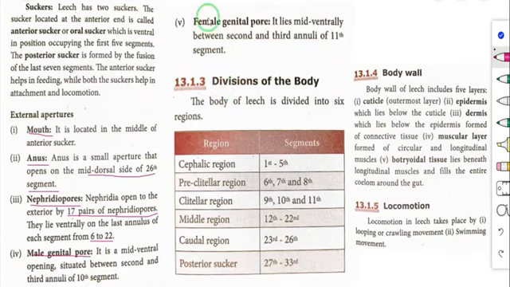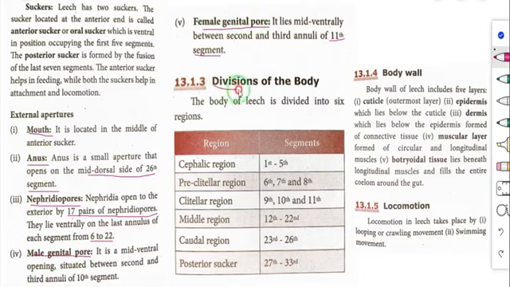The next one, the female genital pore. It lies mid-ventrally between the second and third annuli of the 11th segment. So the female genital pore is located in the 11th segment, but the male genital pore is located in the 10th segment. So the external apertures: first the mouth, second the anus, third the nephridiopores, fourth the male genital pore, fifth the female genital pore. These are the 5 external apertures.